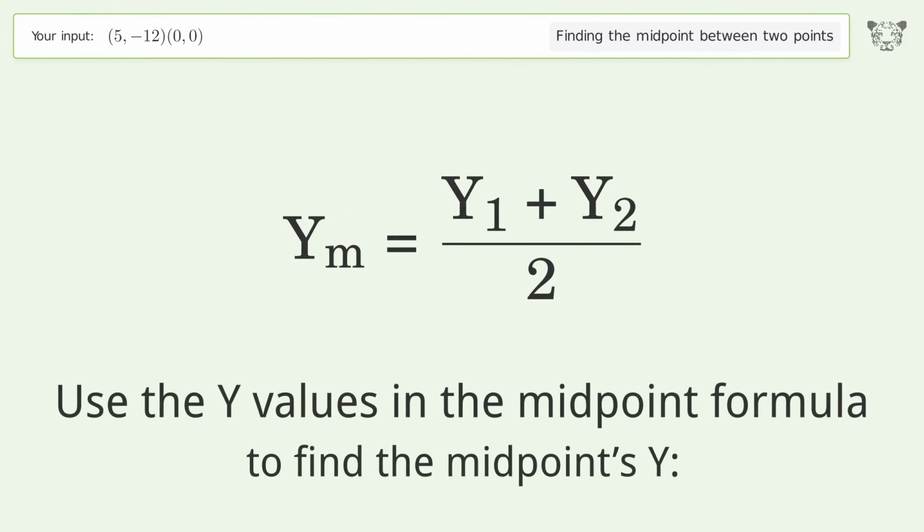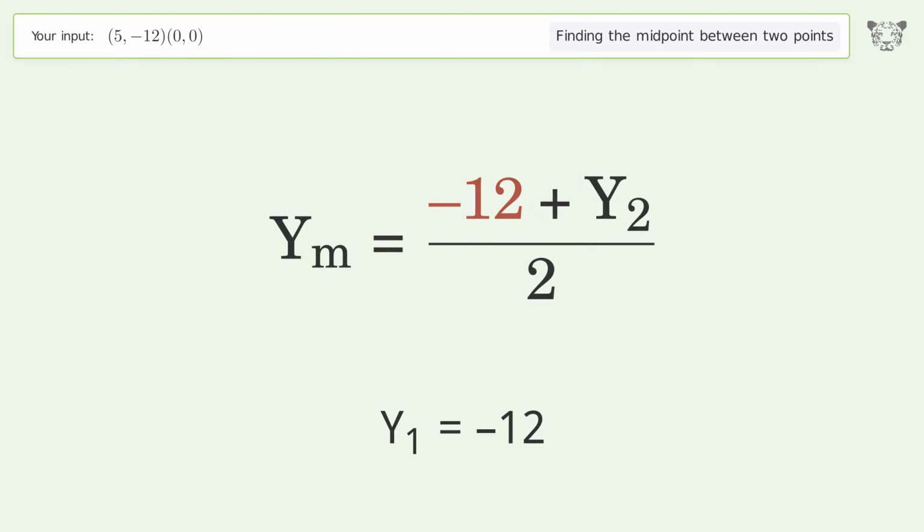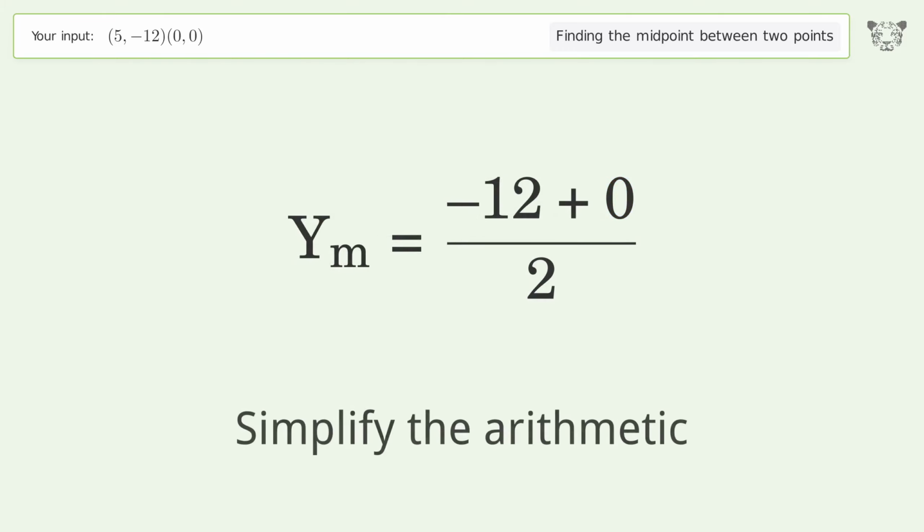Use the y values in the midpoint formula to find the midpoint's y. y1 equals -12. y2 equals 0. Simplify the arithmetic.